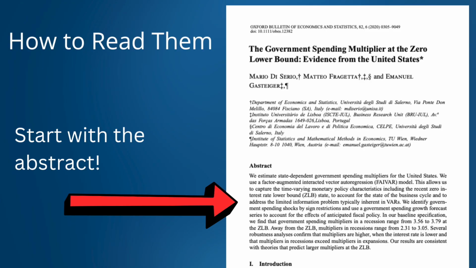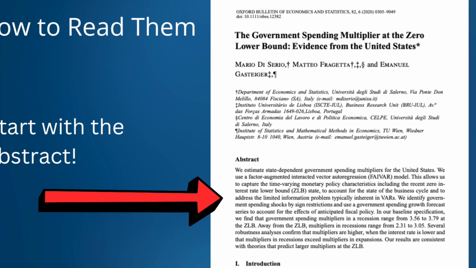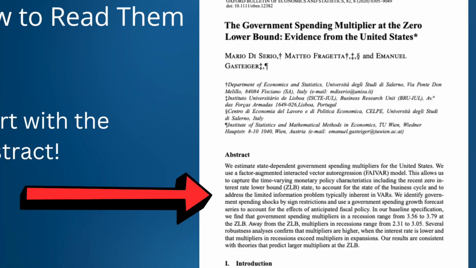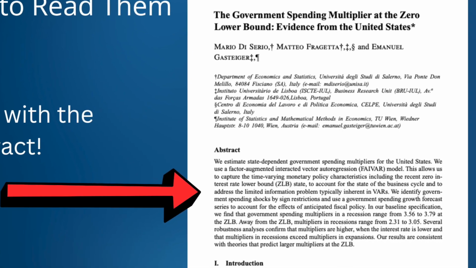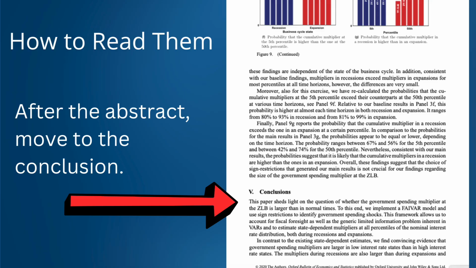Start with the abstract. The abstract is a short summary at the beginning of the article. Read it first to decide if the article even seems relevant to your topic. If the abstract looks promising, jump to the conclusion at the end of the article. The conclusion highlights the main findings of the study and what the authors believe their results mean. Reading this section gives you a better sense of what the researchers found and what the authors want readers to take away from the study.